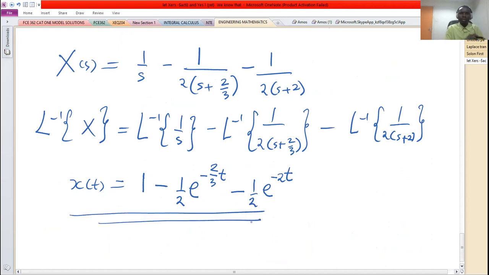So that is how we solve a system of differential equations using knowledge of Laplace transform and inverse Laplace transform. So thank you.